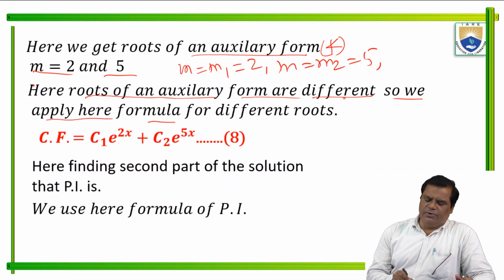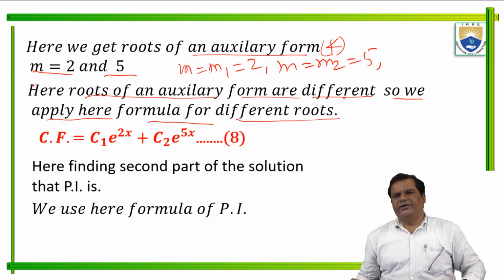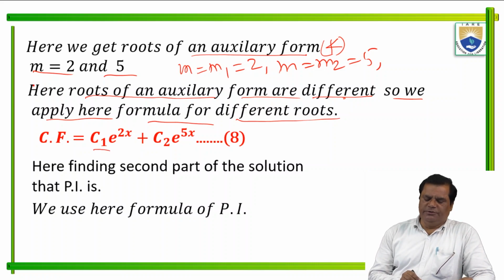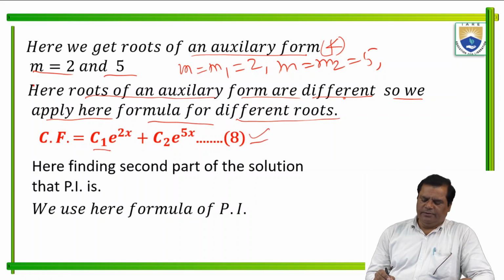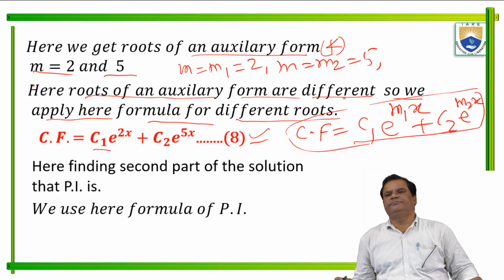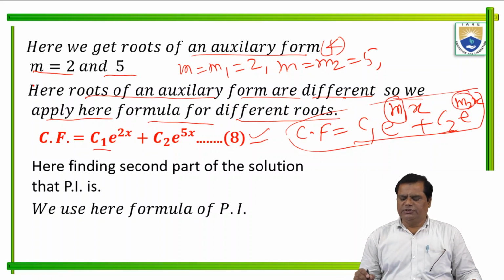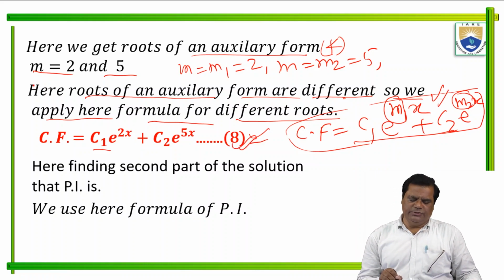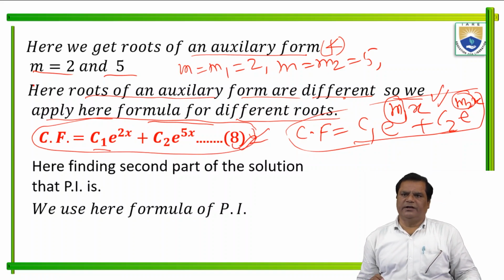So we apply here the formula for different roots. Which formula is applied when roots are different? The formula is: CF equal to C1 e to the power m1x plus C2 e to the power m2x. This is the formula for CF when roots are different. So m1 is 2 and m2 is 5. Putting the values of m1 and m2 here, we get equation 8: CF equal to C1 e to the power 2x plus C2 e to the power 5x. This is the complete CF of equation 1.